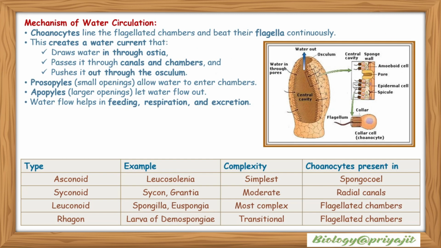So what is the mechanism of water circulation? Choanocytes line the flagellated chamber and beat their flagella continuously. This creates a water current that draws water in through ostia, passes it through canals and flagellated chambers, and then pushes it through the osculum. Prosopiles are small openings that allow water to enter chambers, and apopiles are larger openings that let water flow out. Water flow helps in feeding, respiration and excretion.